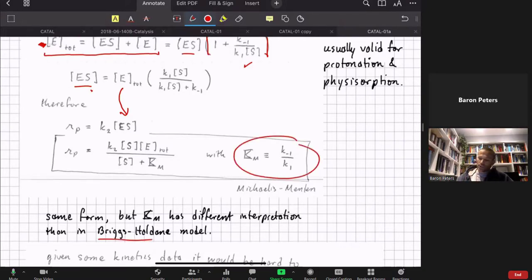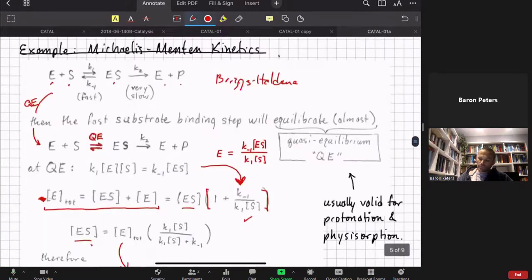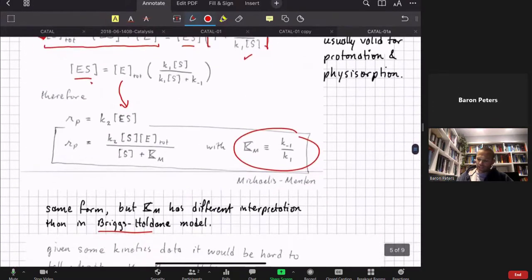Recall that in the Briggs-Haldane case, we got K sub m was K minus 1 plus K2 over K1. In the Michaelis-Menten case, we get K minus 1 over K1, an equilibrium constant interpretation for this. So how do you know which is correct? Well, you don't usually. You start out with some data.